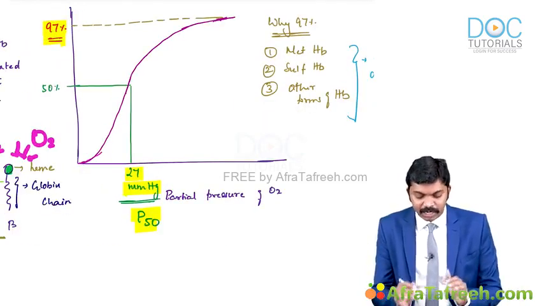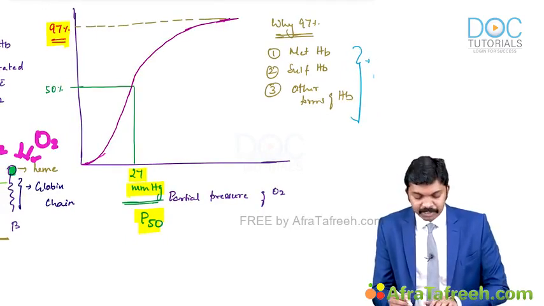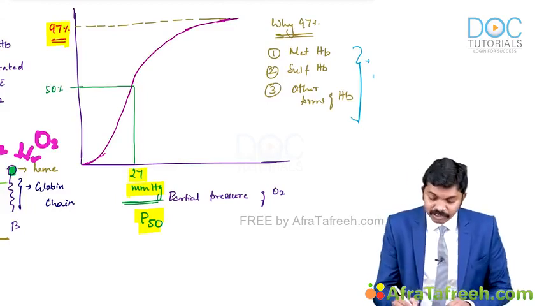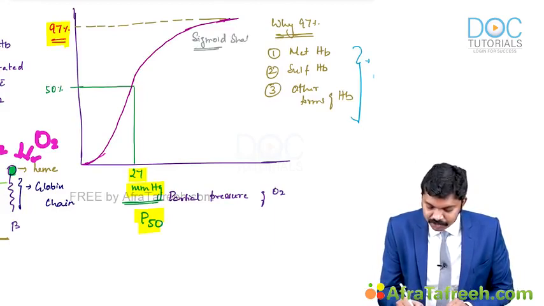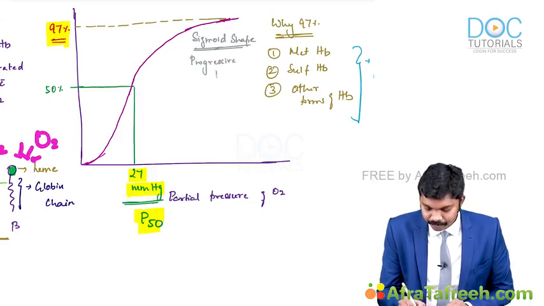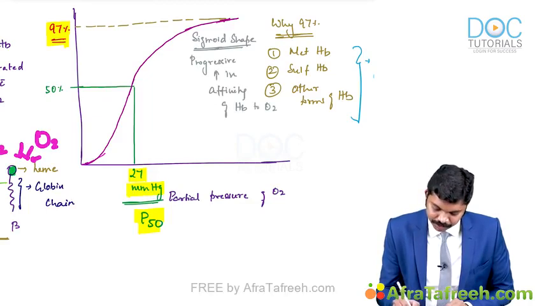So, in this graph alone, you have to be familiar with 2 points. Number 1, P50 is 27 millimeters of mercury. Number 2, the reason for the sigmoid shape of the curve. Why is the curve sigmoid? The sigmoid shape of the curve is because of a progressive increase in affinity of hemoglobin to oxygen, so that you will have an initial flat phase. The curve will not be exponentially rising. There is going to be a flat phase, over which the curve gradually rises.